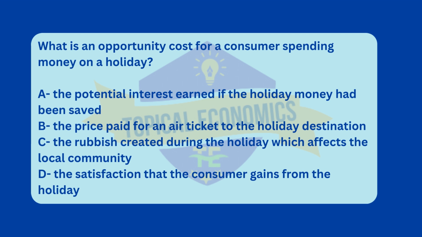Next, option C. The rubbish created during the holiday which affects the local community is incorrect, because environmental costs, like rubbish or waste, are not part of the consumer's personal opportunity cost. They are external costs, or negative externalities, that may affect the local community but don't directly relate to the consumer's choice or the financial opportunity cost of spending money. The opportunity cost would focus on the personal financial trade-offs the consumer faces. Lastly, option D. The satisfaction that the consumer gains from the holiday is also incorrect.